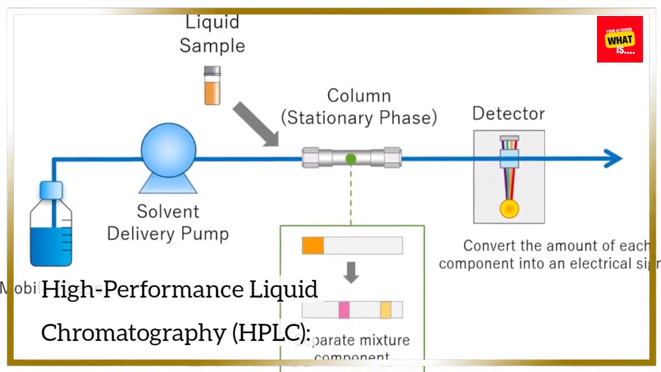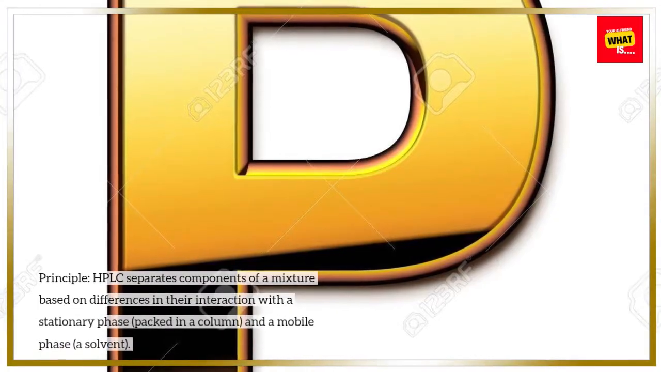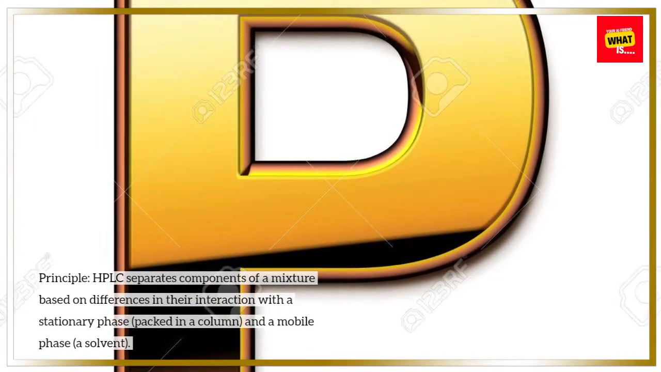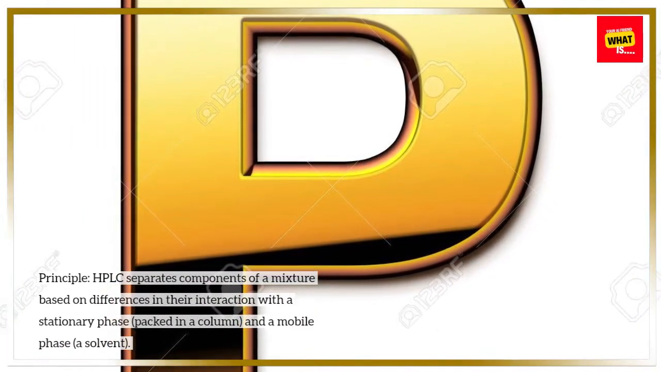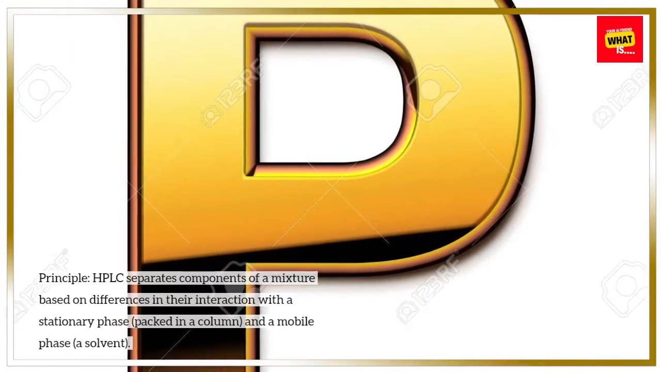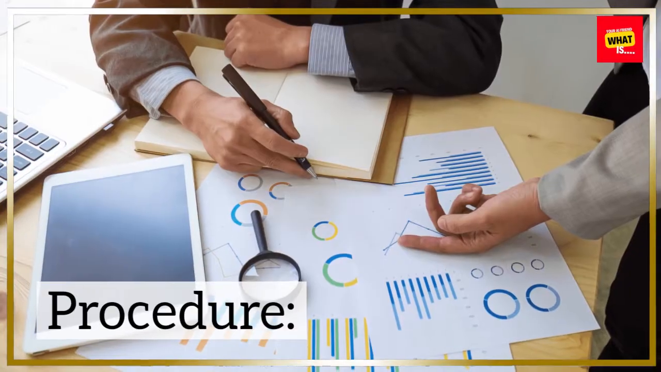High-performance liquid chromatography, HPLC. Principle. HPLC separates components of a mixture based on differences in their interaction with a stationary phase, packed in a column, and a mobile phase, a solvent. Procedure.